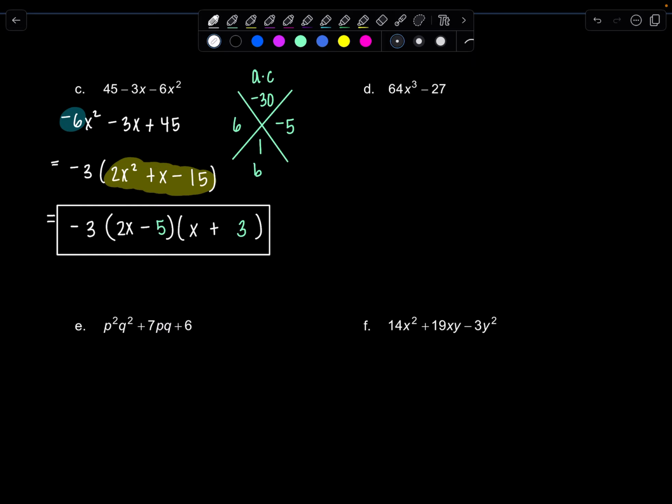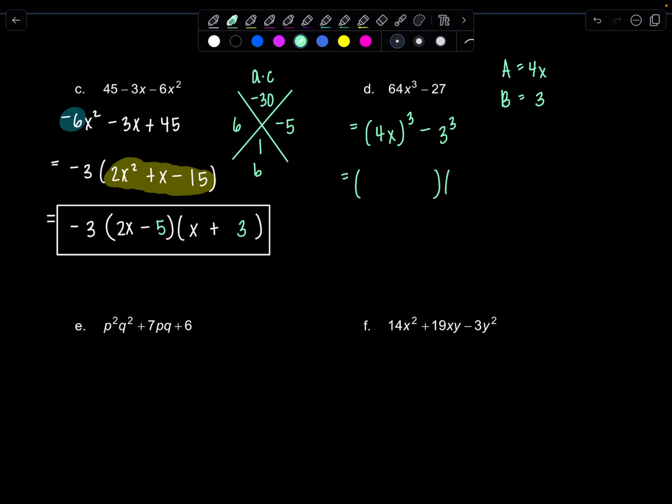Okay, example D, 64x cubed minus 27. Is there a GCF we can take out? No. So then there's two terms. It's a difference of cubes. Good. So A is 4x, cube root of 64x cubed, and B is 3, right? You could also write this as 4x quantity cubed minus 3 cubed, whatever you like.